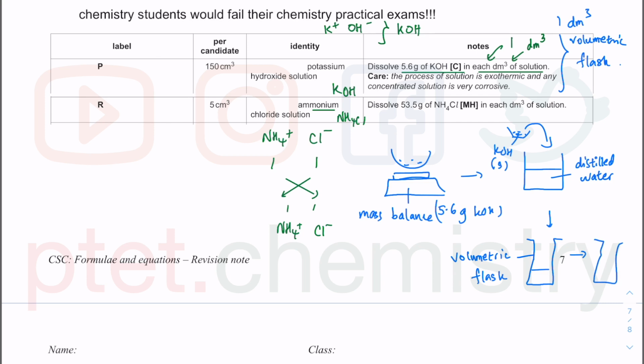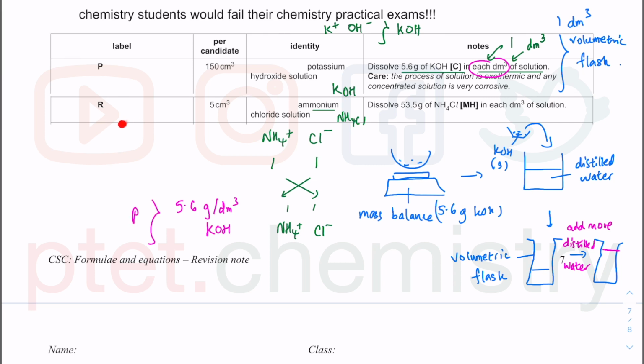You need to add more water because you haven't reached the 1 dm cube mark. So you need to add more distilled water. When you add more distilled water until you have 1 dm cube of solution, then you stop and shake it, just like how you would make a Milo drink, and then you will get a concentration of 5.6 gram per dm cube of KOH, which is solution P.